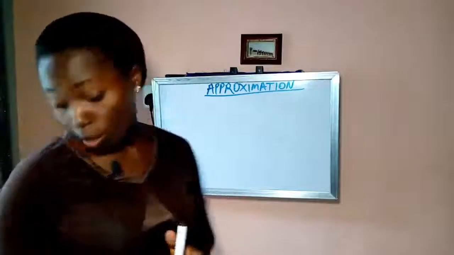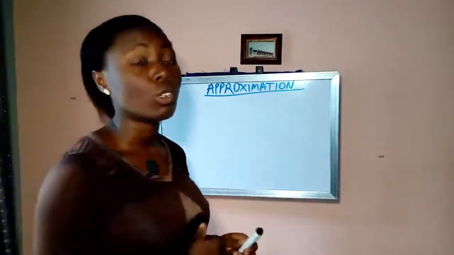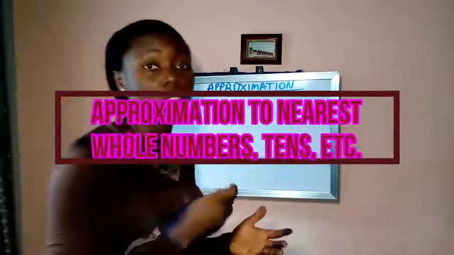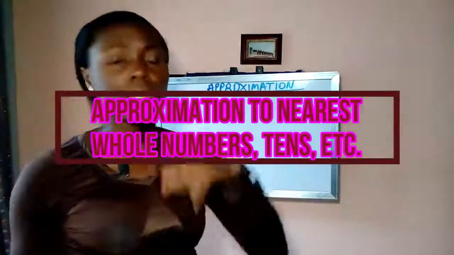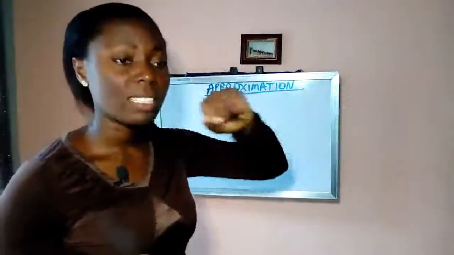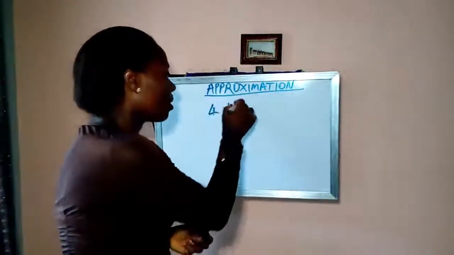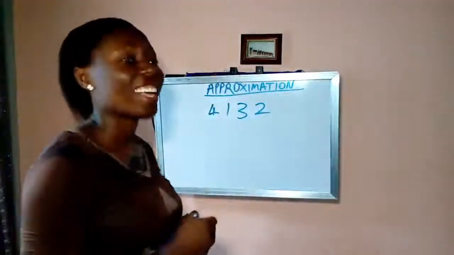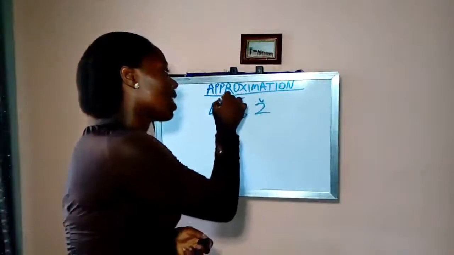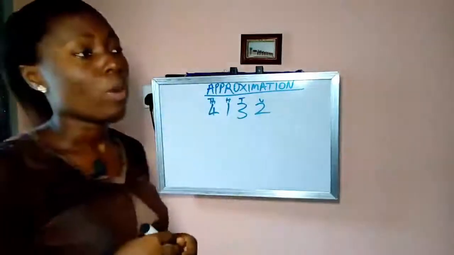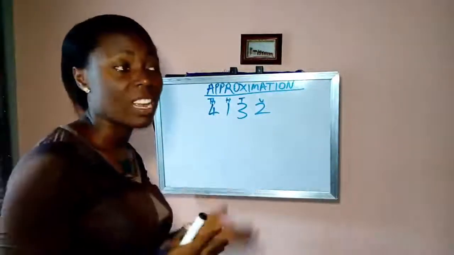Okay, now what we'll be talking about today is approximation to the nearest whole number, approximation to the nearest tens, nearest thousands. Remember when we talked about place value in our first class, I gave a number 4132. Don't forget the number. Okay, now we said the last number is units, this is tens, this is 100, and this is thousands. Now we'll be told to approximate to the nearest tens.